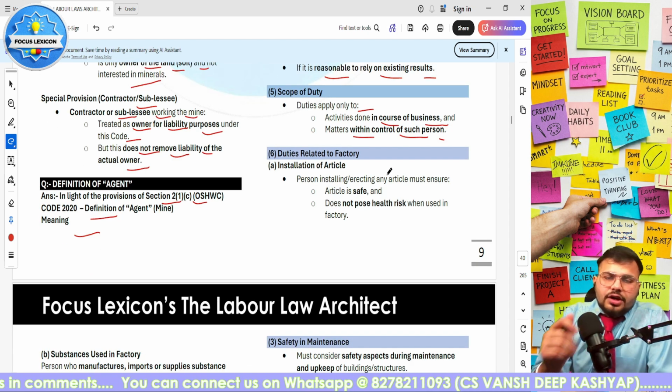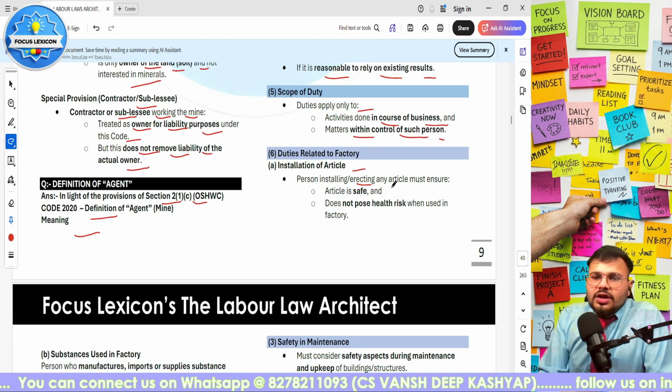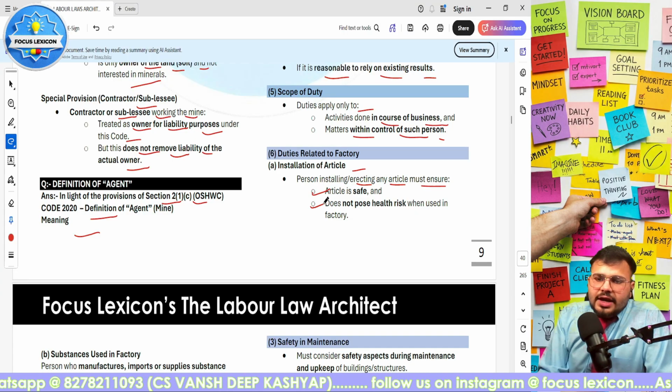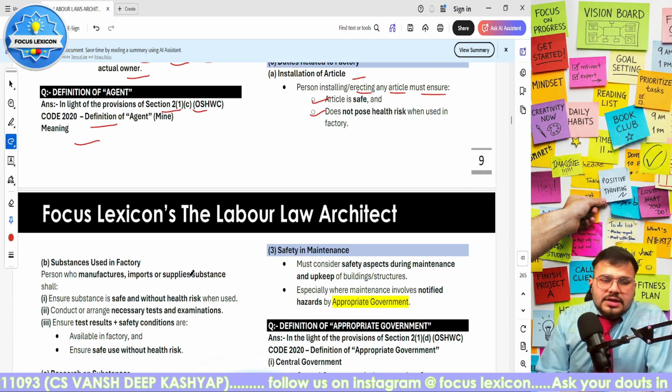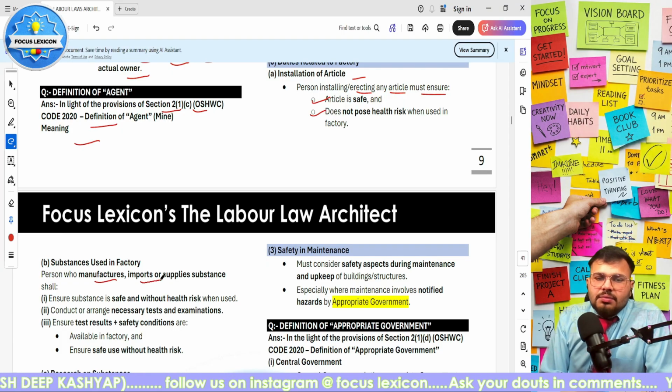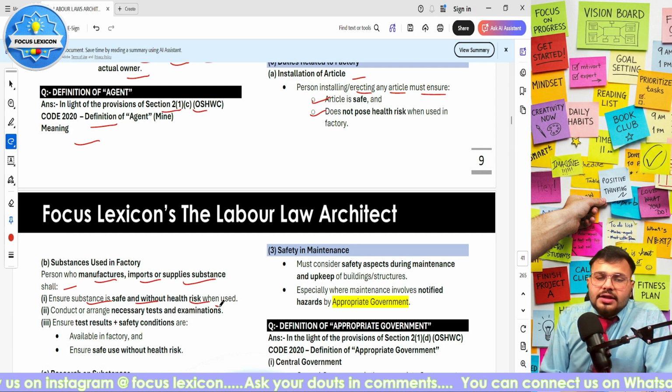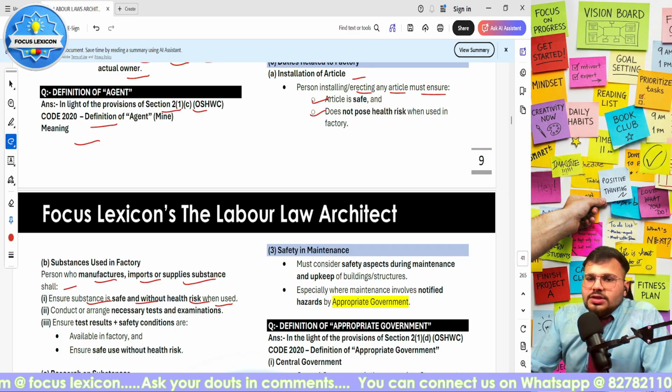Next is duty related to factory. What are their duties related to factory? Installation of articles: a person installing or erecting any article must ensure that the article is safe and does not pose any health risk when used in a factory. Substances used in a factory: a person who manufactures, imports, or supplies a substance shall ensure the substance is safe and without health risk. Sir, why have so many health conditions been given in this?